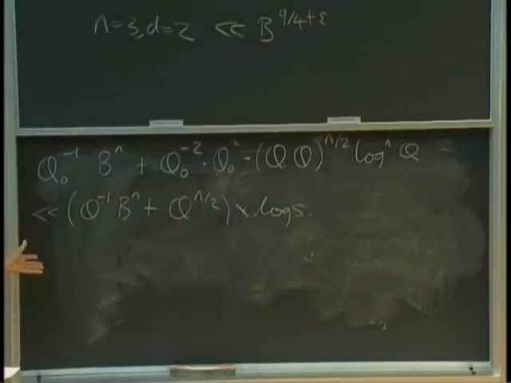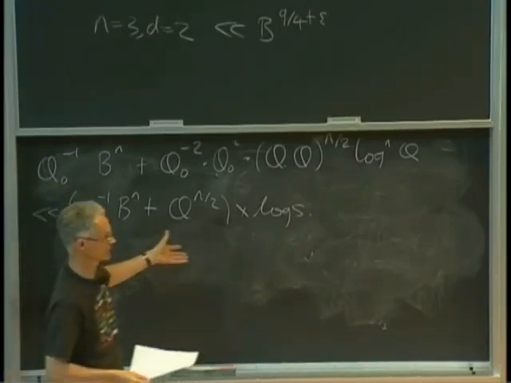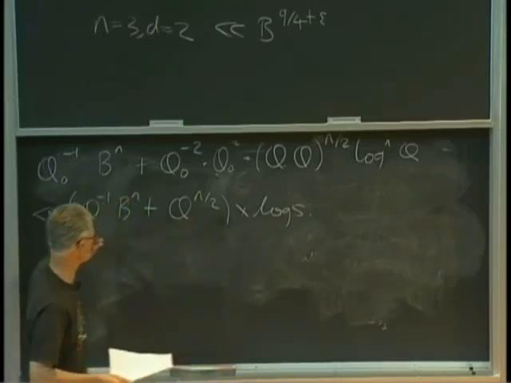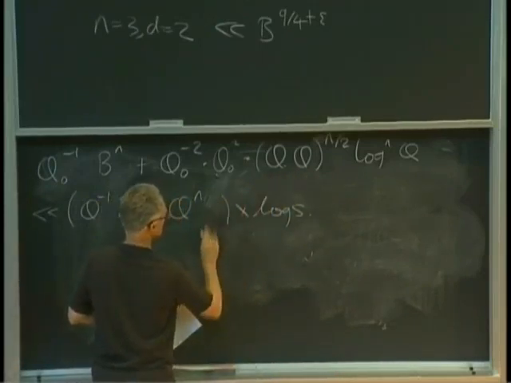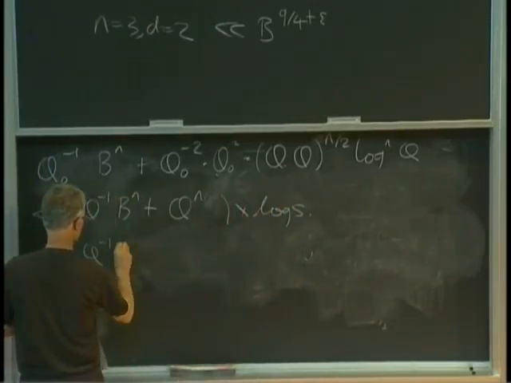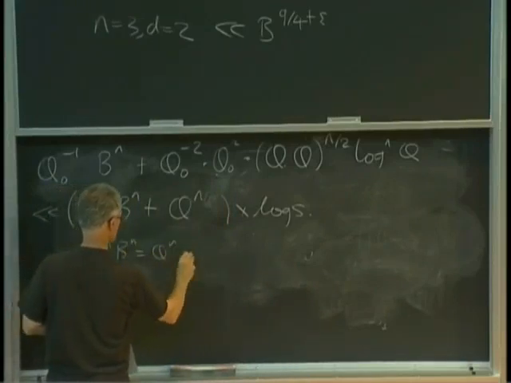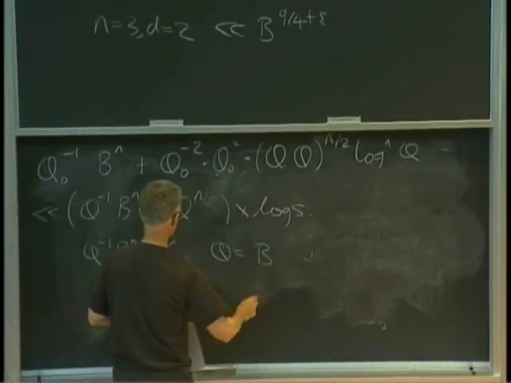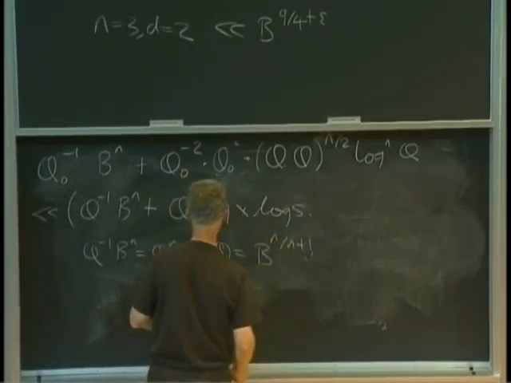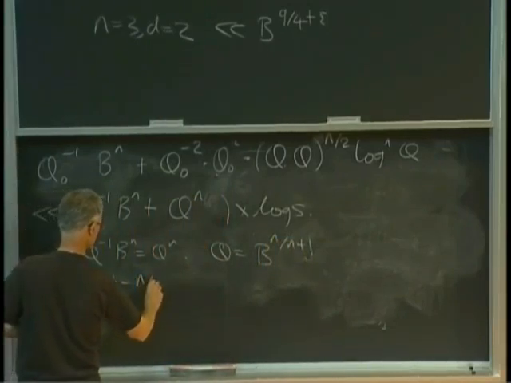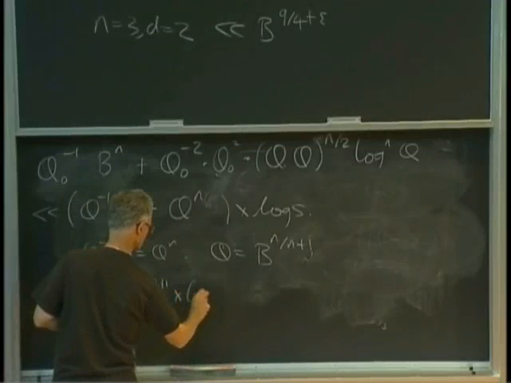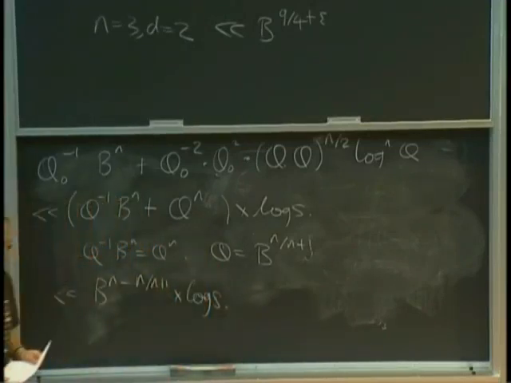And now you can see it's time to decide what size capital Q should be. We haven't said what size capital Q should be, but we're going to choose it to balance these two terms. Sorry, that's q to the n there. So we're going to make q to the minus 1 b to the n equal q to the n. So we choose q to be b to the n over n plus 1. And the result is that we get b to the n minus n over n plus 1 times logarithms. And this is the result that Munshi got.